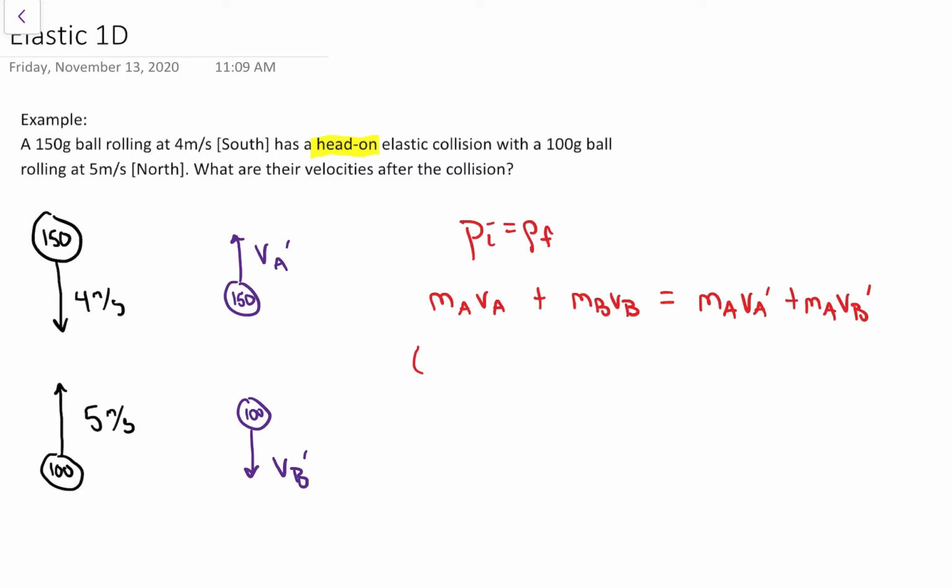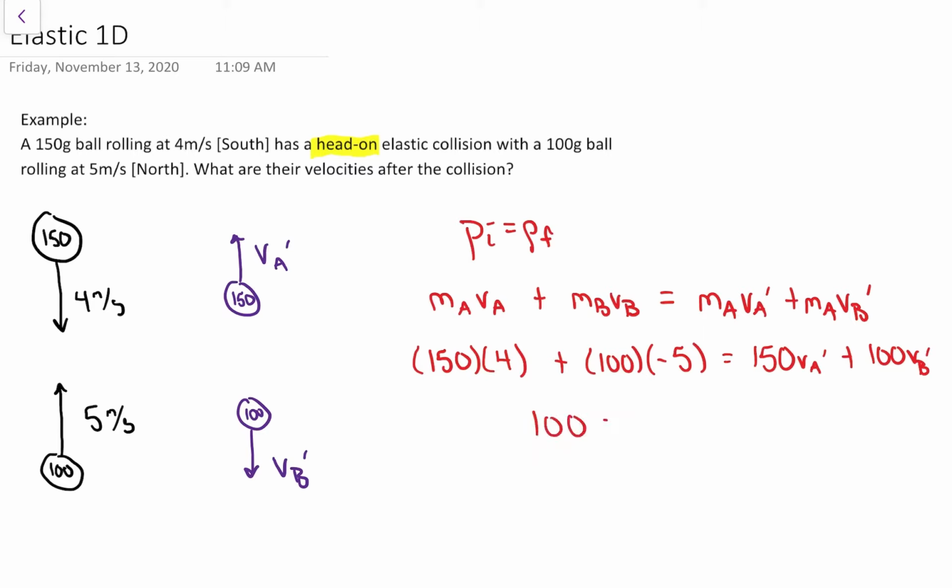If I plug in my numbers, again, I'm leaving them in grams, no point in converting them. I've got 150 times 4, 100 times 5, but the 5 was in the opposite direction, so that flips to negative, equals 150 times VA prime, plus 100 times VB. If I clean that all up, I got a 600 and a 500 subtraction, so on the left I end up with a 100 equals 150 VA prime plus 100 VB.